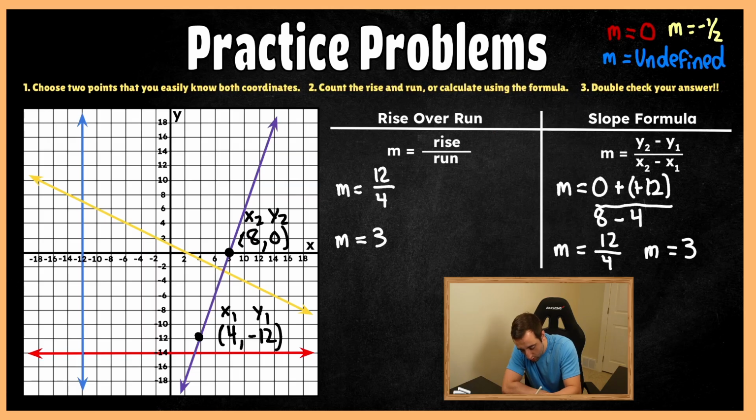So for the purple one, we get m is equal to a positive 3, which makes sense. It looks like it's going upwards from left to right, whereas the yellow one from left to right is going downwards.